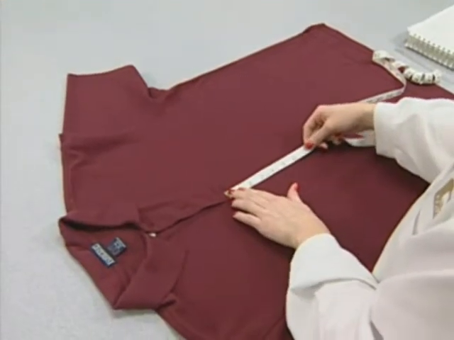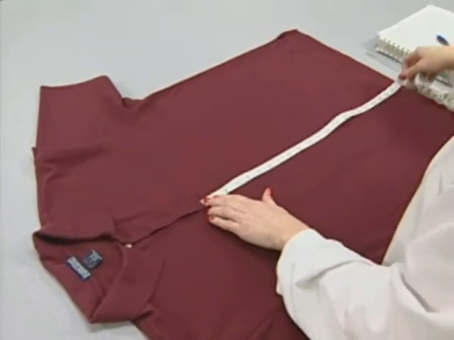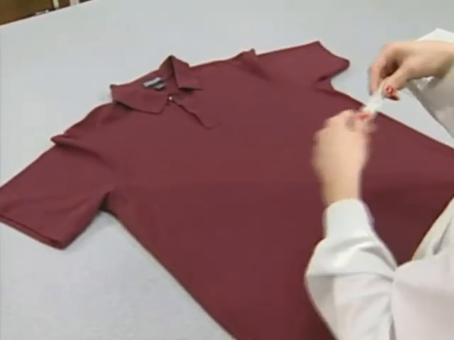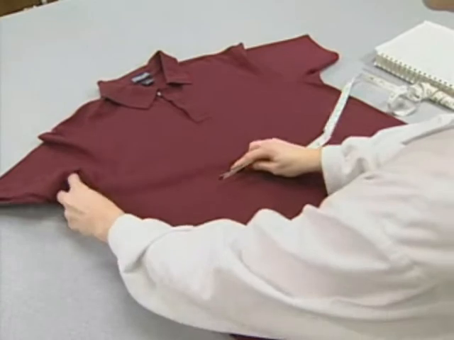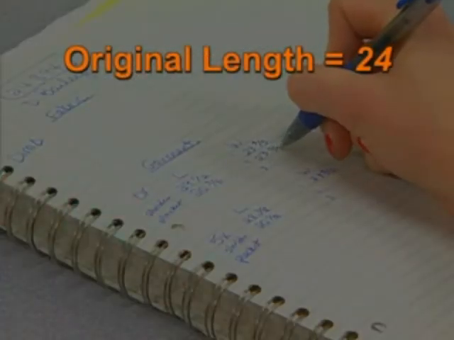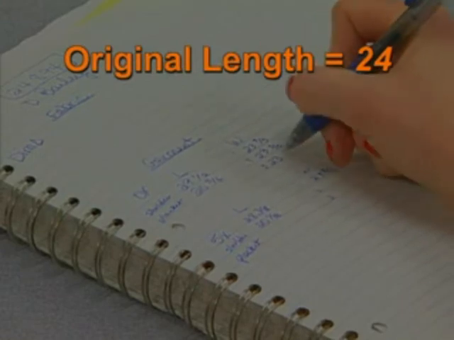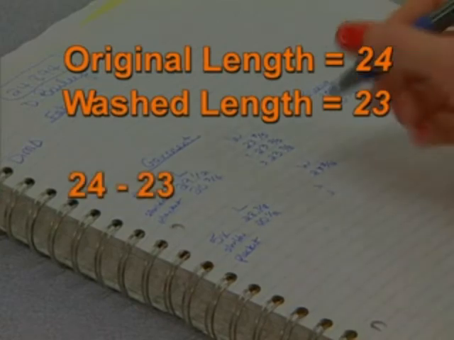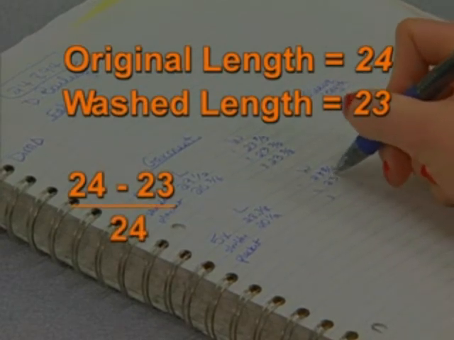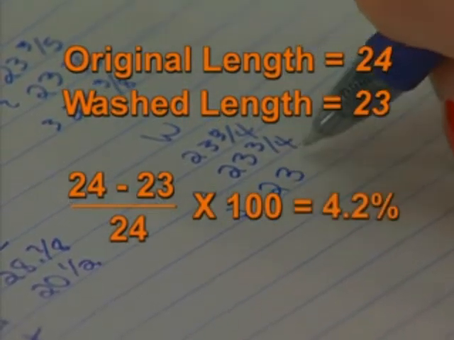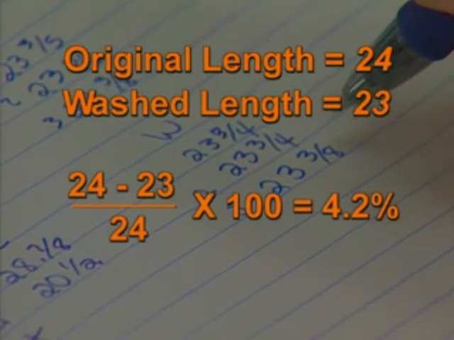In order to determine the shrinkage, the length of the washed condition is subtracted from the original length. This difference is divided by the original length, and the result is multiplied by 100 to give the percentage. For example, if the original length is 24 inches for the shoulder at the neck insertion to the bottom of the shirt, and the washed length is 23, then the amount of shrinkage would be 24 minus 23 divided by 24, and the total is multiplied by 100 to give a value of 4.2% length shrinkage.